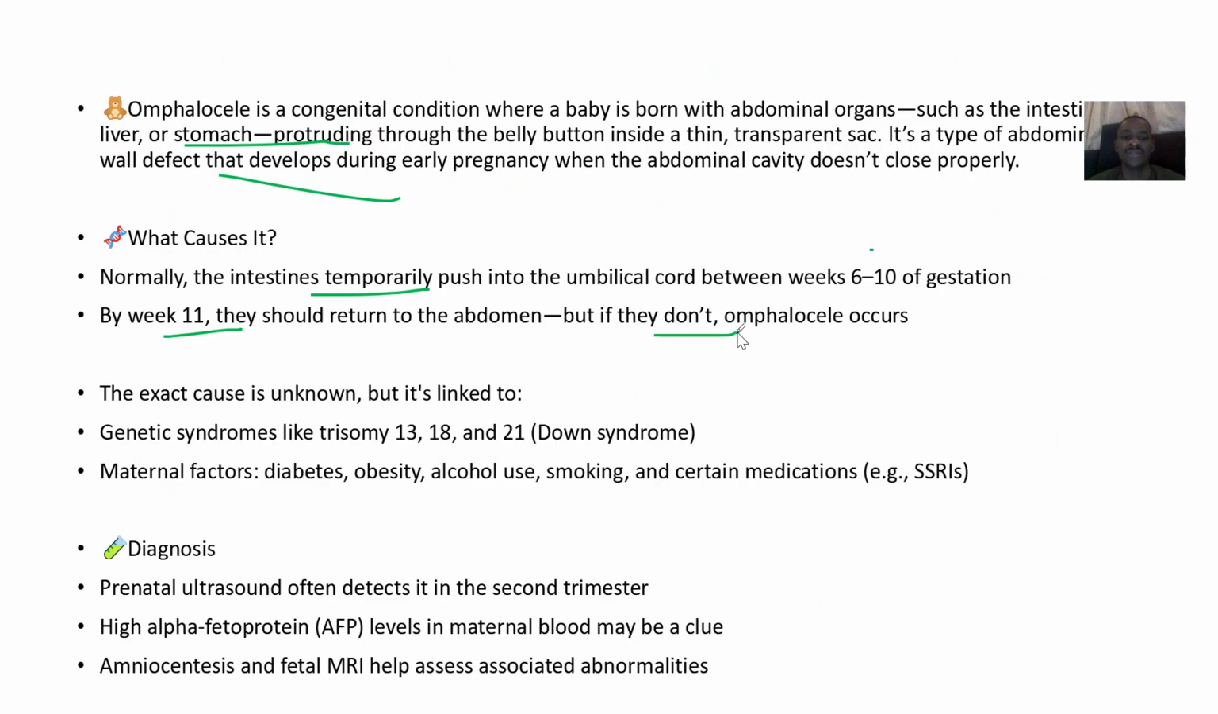Alright. So the exact cause is not known, but it's linked to several disease conditions like trisomy 13, 18, 21, which is Down syndrome, or maybe the mother was having some underlying disease conditions like diabetes, she was obese, she was abusing alcohol, maybe she was smoking, maybe she was using some one or two medications, antidepressants. So side effects of those lifestyles or those drugs.